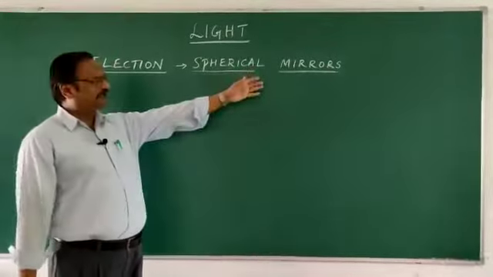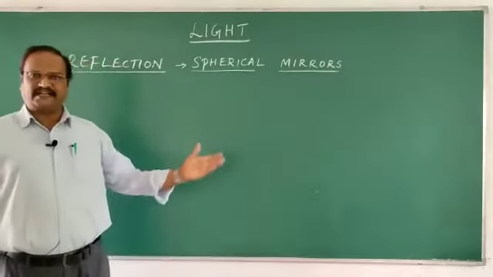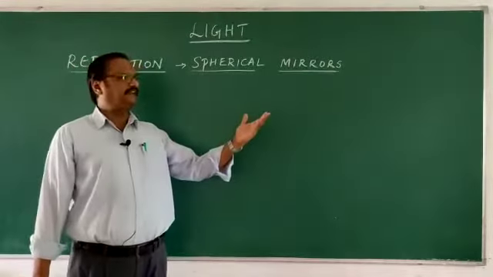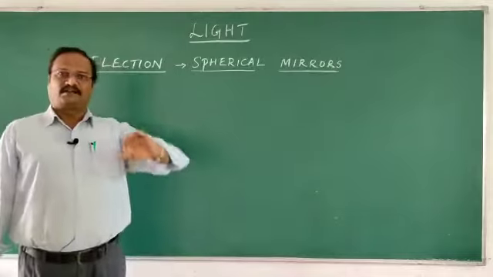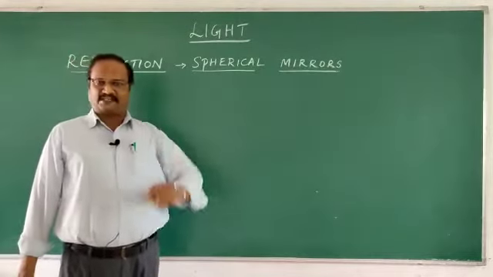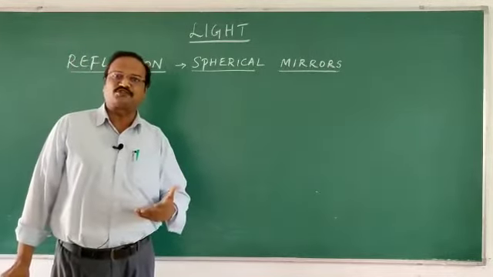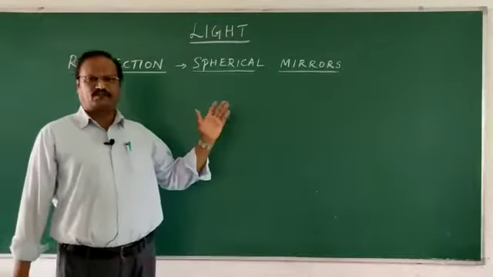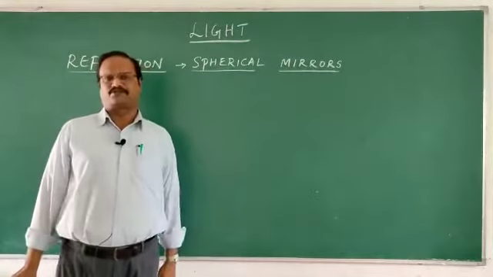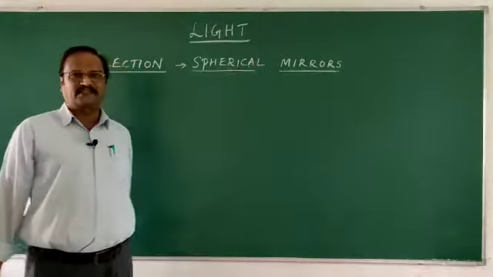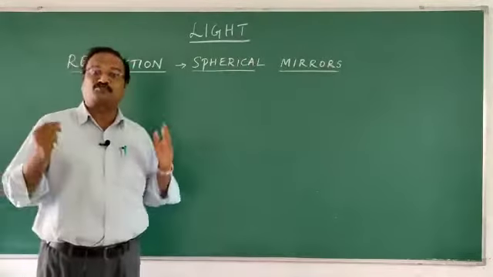Now, what are these spherical mirrors? You see them in the case of, let us say, your bike or car, the rear view mirror, or a dentist's mirror. There are so many mirrors which are not plane mirrors. They are spherical mirrors, so they are part of a sphere.